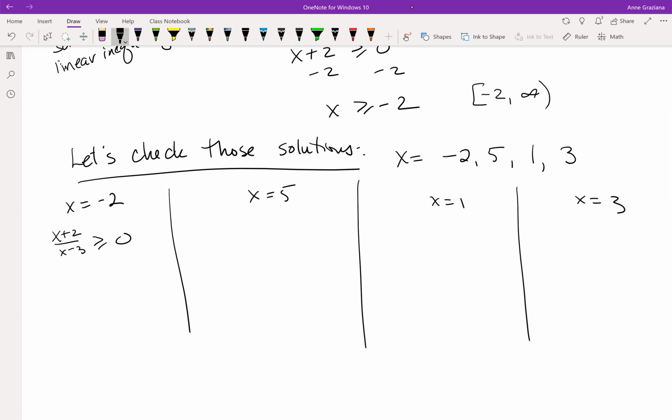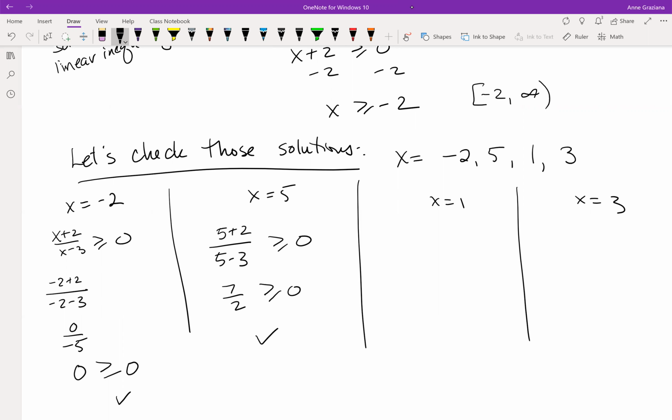So let's see. If I have -2 plus 2 over -2 minus 3, that's going to be 0 over -5, which is just 0, and that is greater than or equal to 0. This one checks. Okay, let's try 5. 5 plus 2 over 5 minus 3, greater than or equal to 0, gives me 7 over 2, and yes, this one checks. It is greater than or equal to 0.